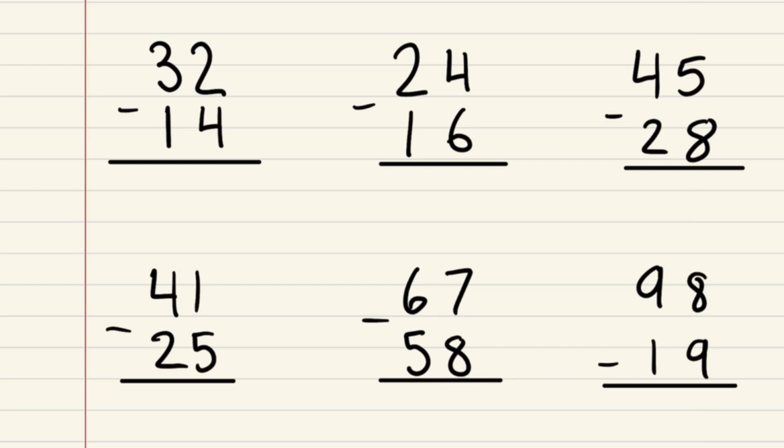So if we look at 32 minus 14, we start on the right side. 2 minus 4. 2 cannot handle the 4, so 2 needs help. 2 is going to ask the 3 for help. The 3 says, all right, 2, I can help you, but I'm only going to give you 1. So that 3 becomes a 2, and your 2 is going to become a 12. 12 minus 4 is 8, and 2 minus 1 is 1. You are left with the answer of 18.